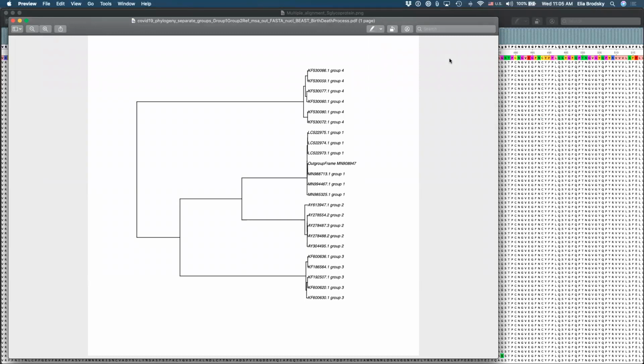Anyone else? Four. Great. So we see 4 clades, and the question is, what are they? So how do we know what they are? How could I find out what, for example, is common between these genomes or common between these genomes?